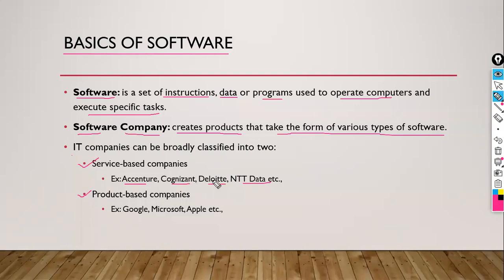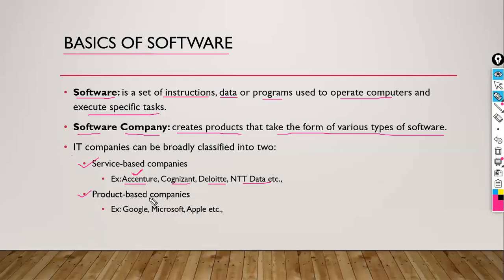Let us say you are a customer of some software company, let us take Accenture. Your requirement is to get one application developed by this company for whatever form you are working on. In order to get that, this company will simply develop that application or software for your company and give it back to you. That means they are simply providing the service to you, and that is the reason we call this a service-based company.